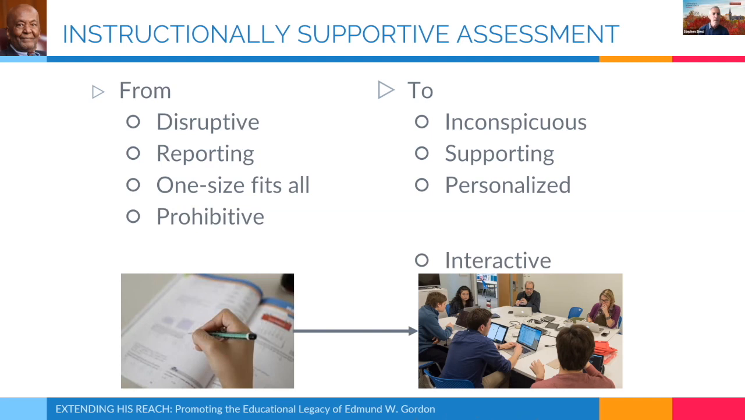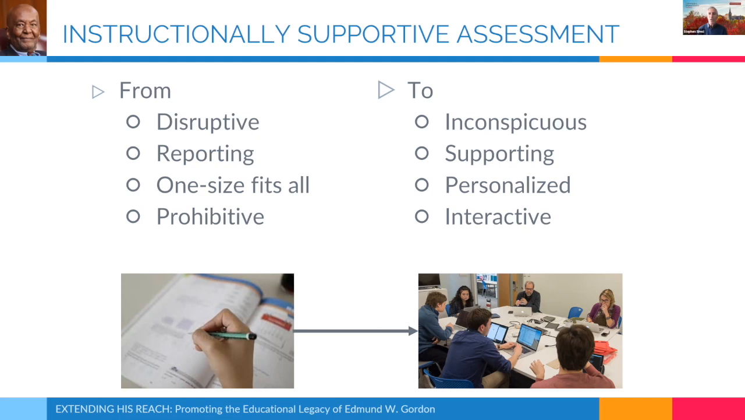By prohibitive, a lot of the traditional assessments have been, take this set of items, don't you dare try and go back to another item. You already answered that item, right? Finish this item. Once you answer it, you can't go back. You have to take this set. You have to do it now. You have to do it in this time limit.